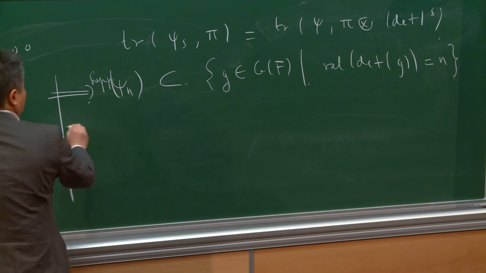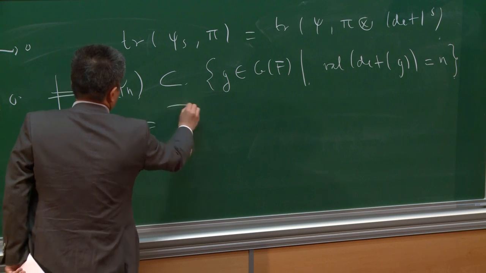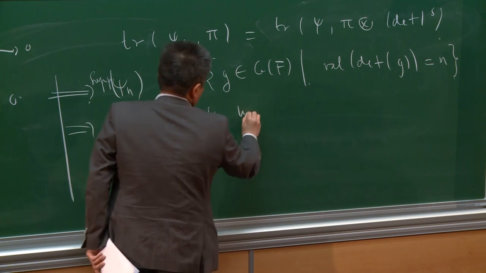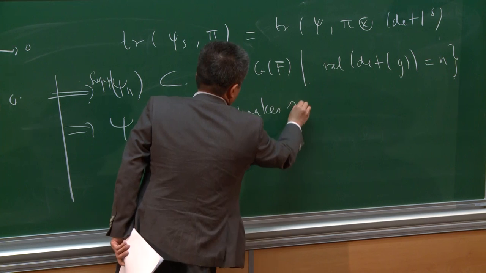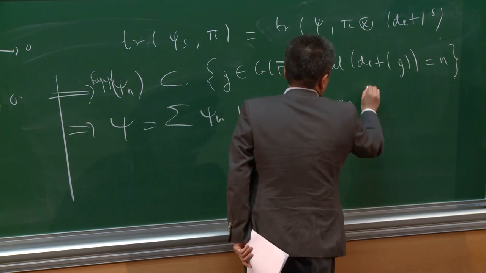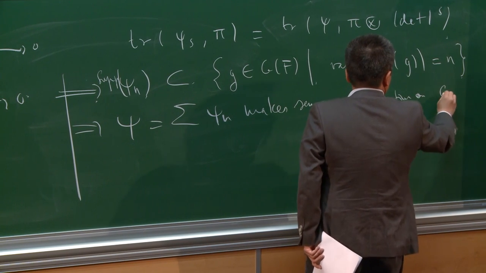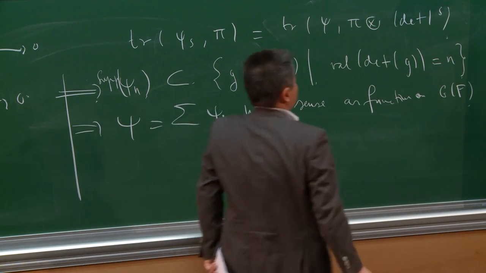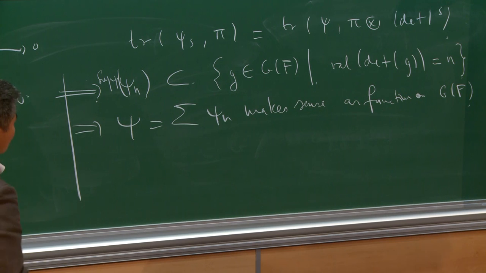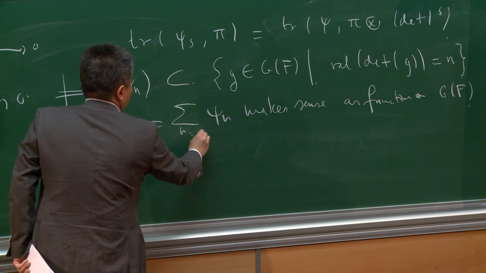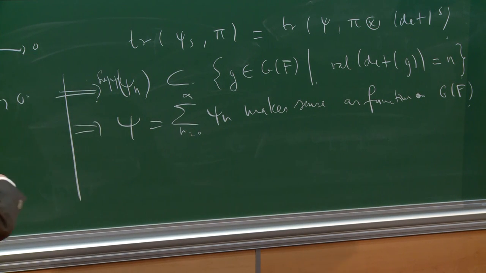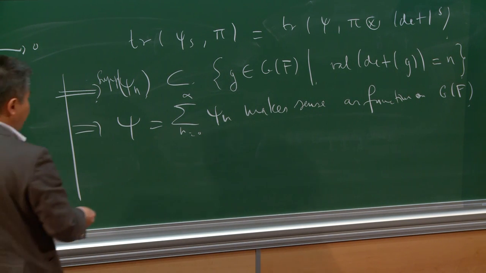So we will have no trouble making the sum of them. Then it makes sense as a function on G of F, which can obviously be left and right invariant by the maximal compact, but which is not compactly supported.